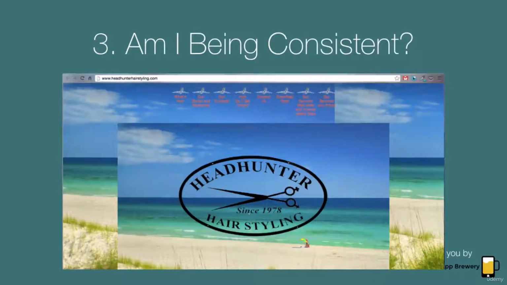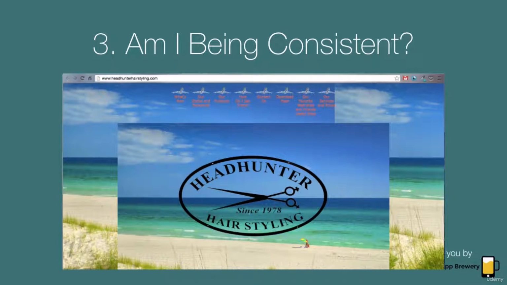Question 3 is, am I being consistent? Now, what do I mean by this? It means that when you're designing for a website or when you're designing for an app, think about, am I being consistent with my product in terms of my design? Is my design consistent with my brand? Are my websites and my apps consistent with each other?